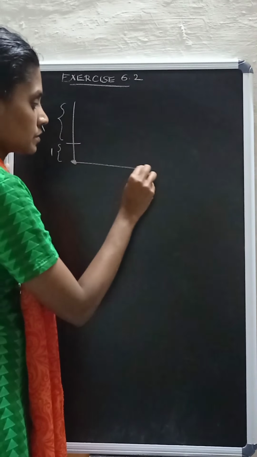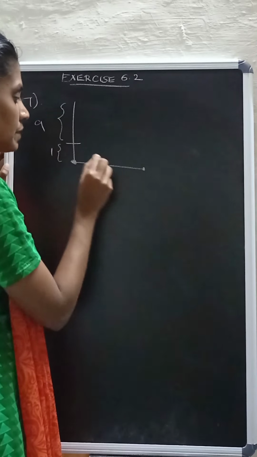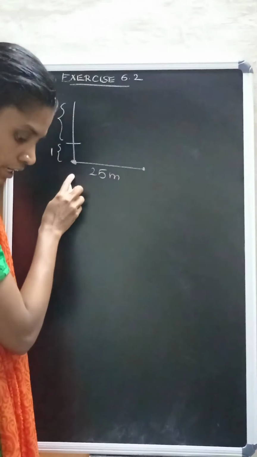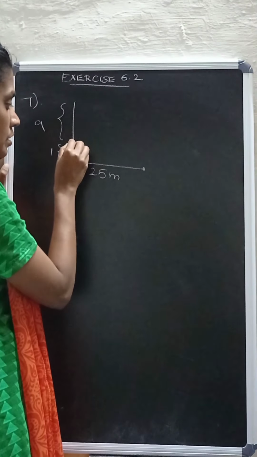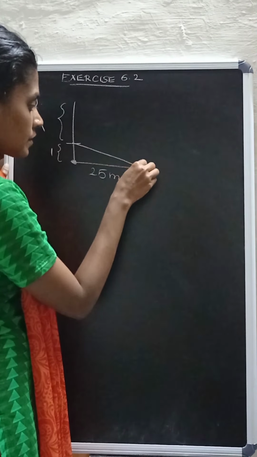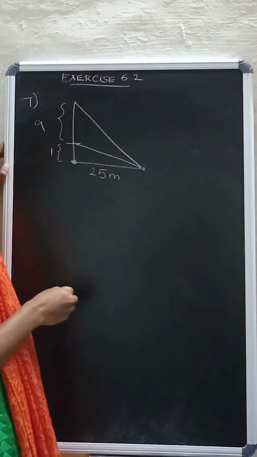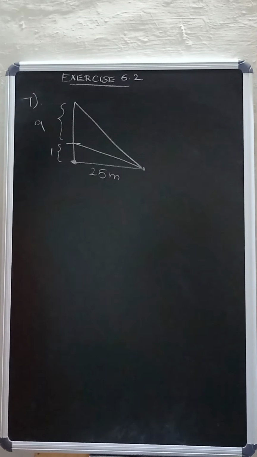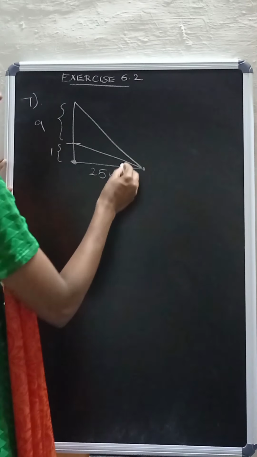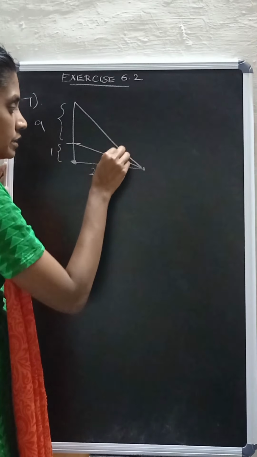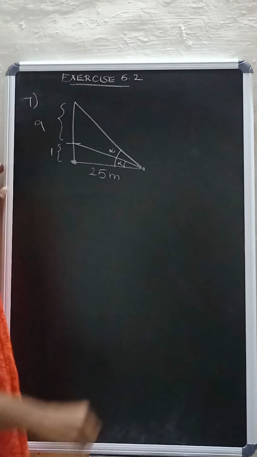If the two parts subtend equal angles at some place on the ground that is 25 meters away from the base of the pole, so this angle and this angle are equal. What is the height of the pole? So this is going to be alpha, then this is also going to be alpha.